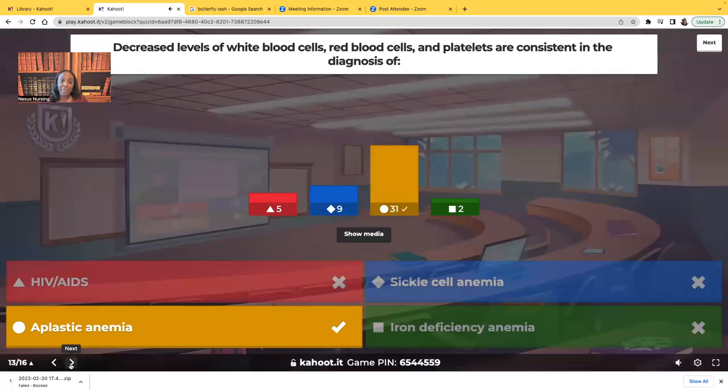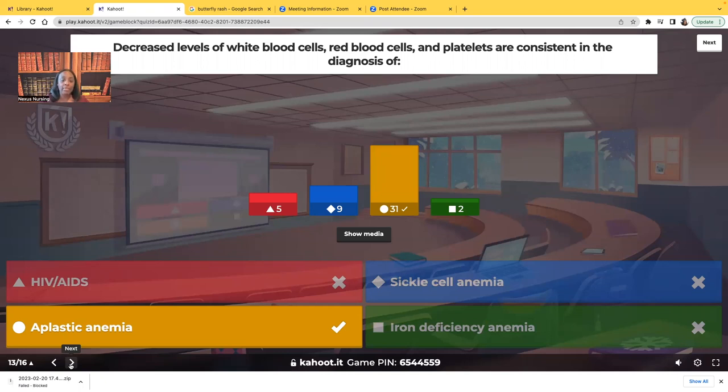Very good. Aplastic anemia. So let's talk about the other choices. I'll come back to aplastic anemia. So you guys know what HIV and AIDS is. You know that in that the WBCs are severely decreased. In sickle cell anemia, the RBCs, which are supposed to be nice discoid shape, become sickled, and so perfusion is severely decreased. In iron deficiency anemia, the patient's iron level is low, and that affects the RBC and hemoglobin production, right? Now, let's talk about aplastic anemia.